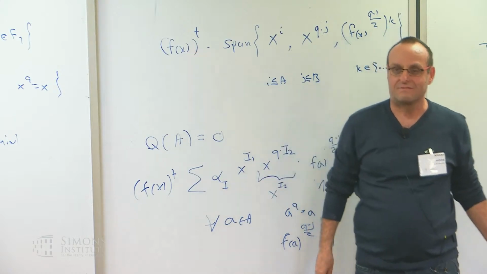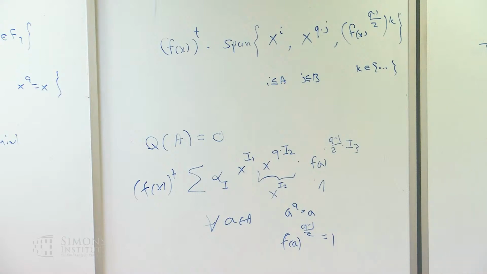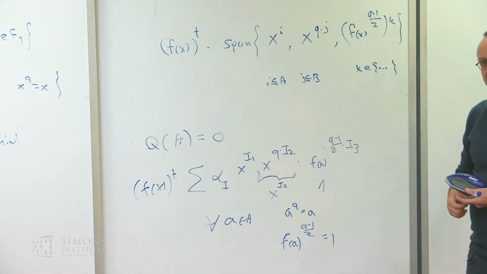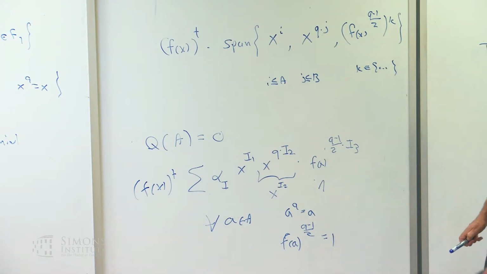So I'm probably missing something. Maybe it's the derivatives. But if f(x)^((q-1)/2) is 1 throughout A, is it really more degrees of freedom? Because that's a function, it's the same function. Okay, so that's the magic of it, right?